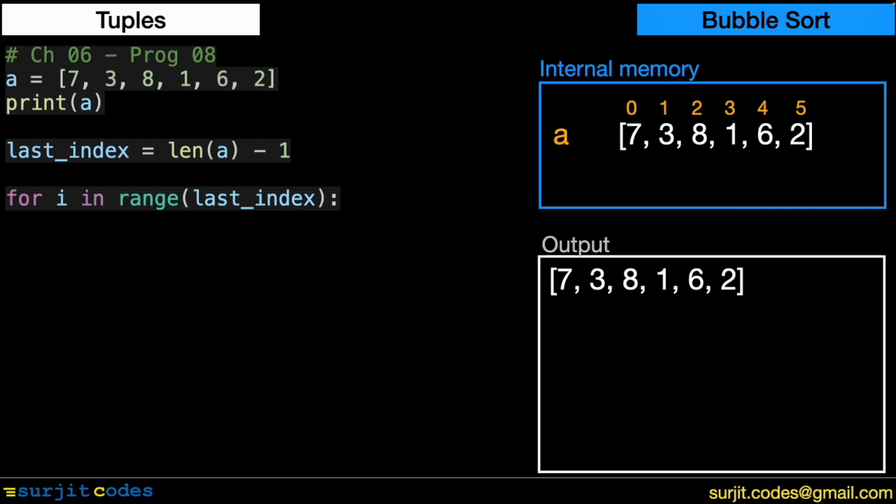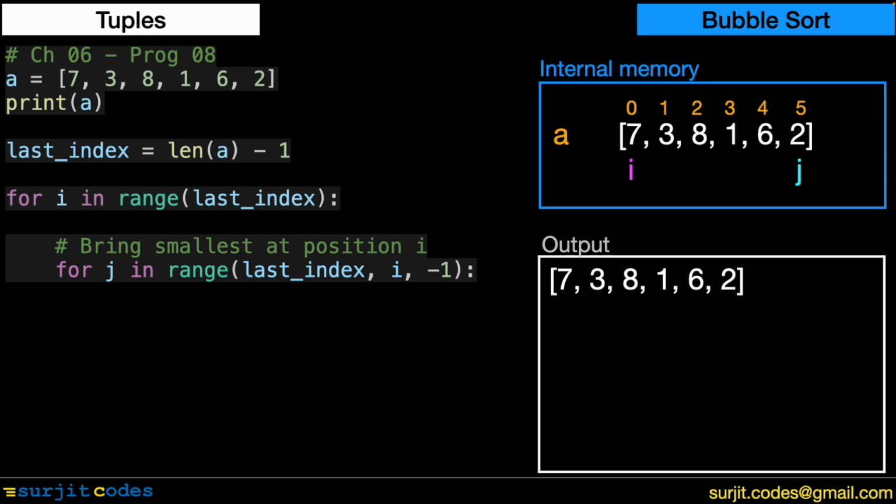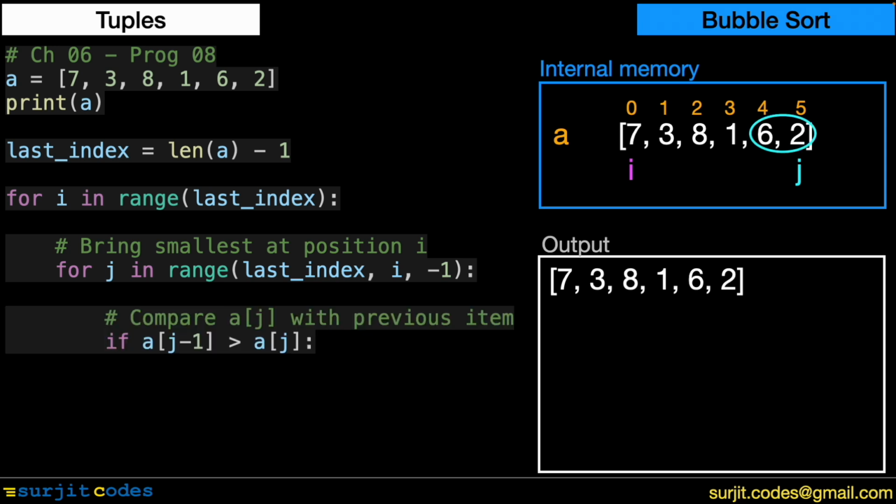We repeat the process for every position. In a loop, i takes values from 0 to 4. When these positions are set, the last position automatically has the tallest boy. i starts with 0. In a loop, j starts with the last index and decreases as long as it is greater than i. We compare the item there with its previous item.